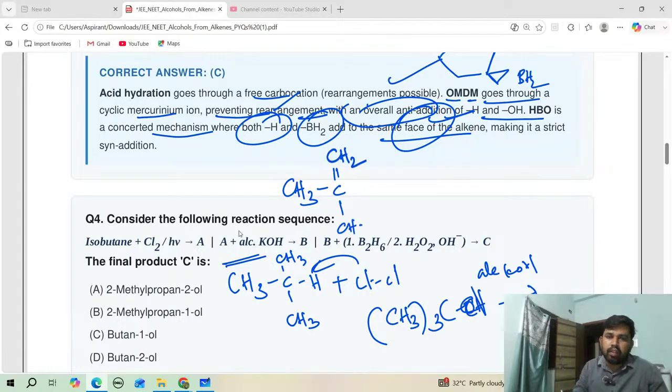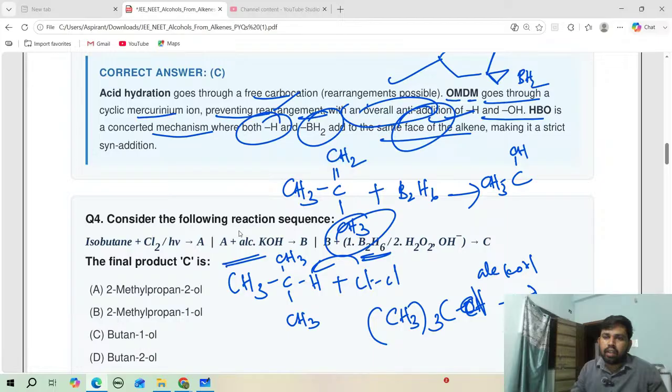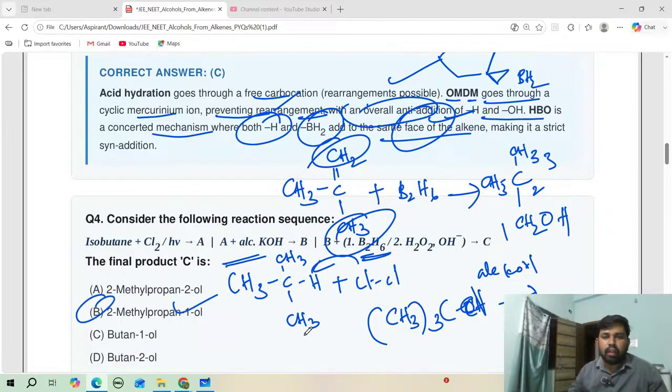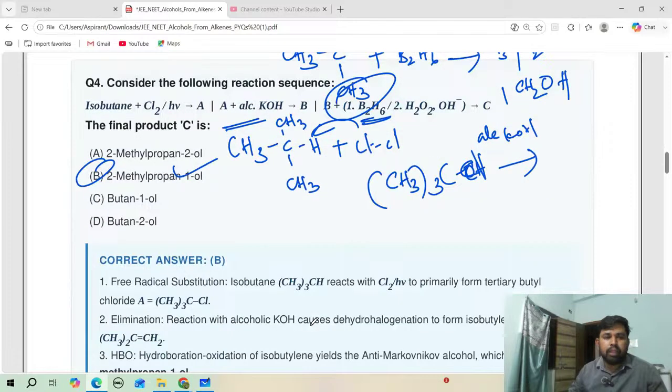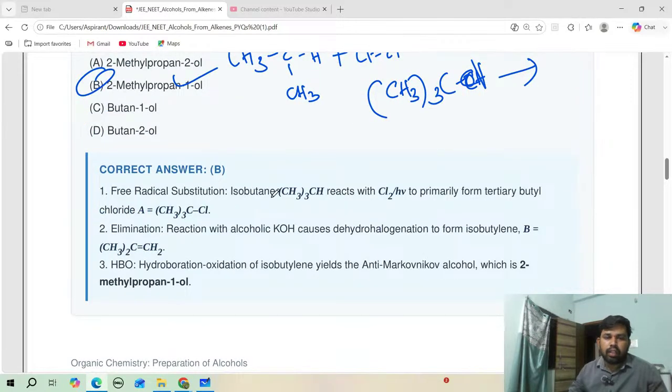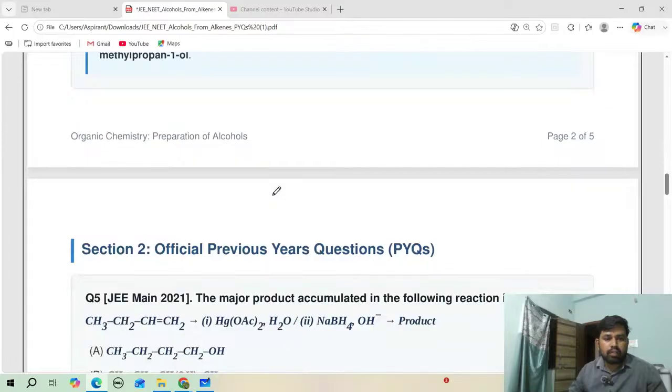For this one, they are adding B2H6 again. Then also we get a primary alcohol. So we'll get CH3, CH3, here CH2OH. You can see 1, 2, 3, so 2-methylpropan-1-ol. Yes, this is the answer. Next, see here, free radical substitution and so on, they have given. Next, come to the next question.